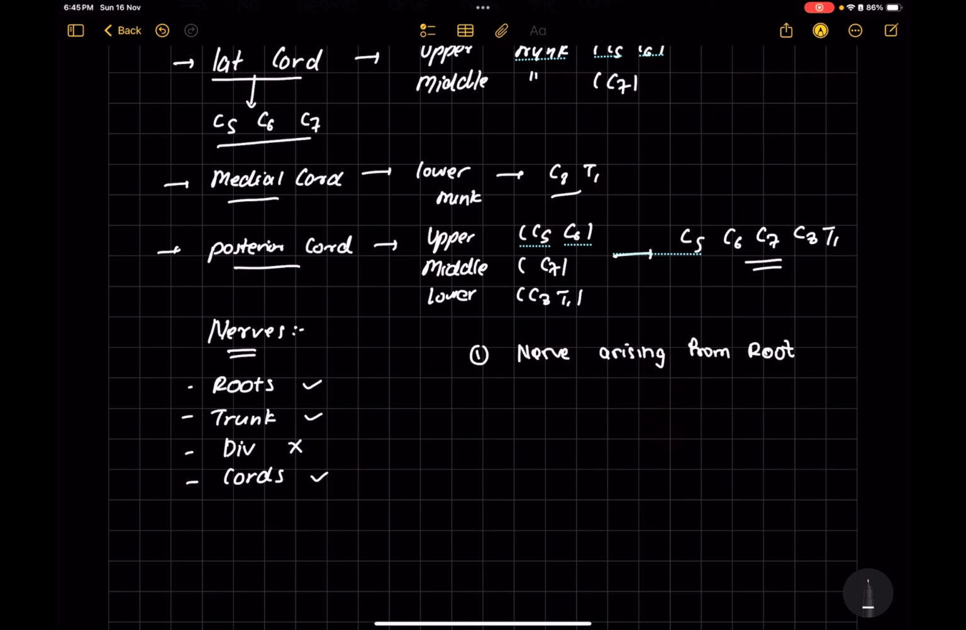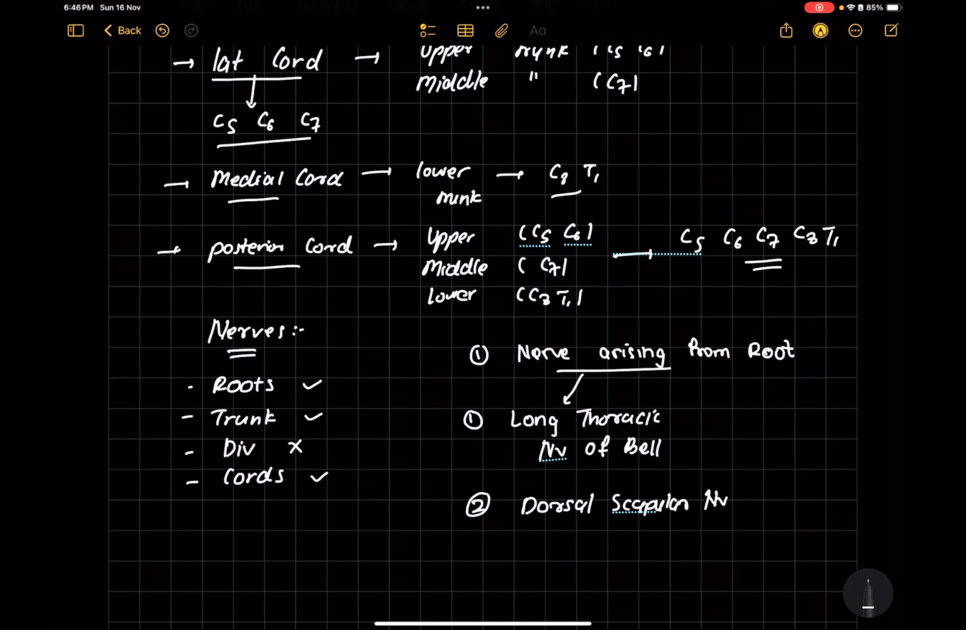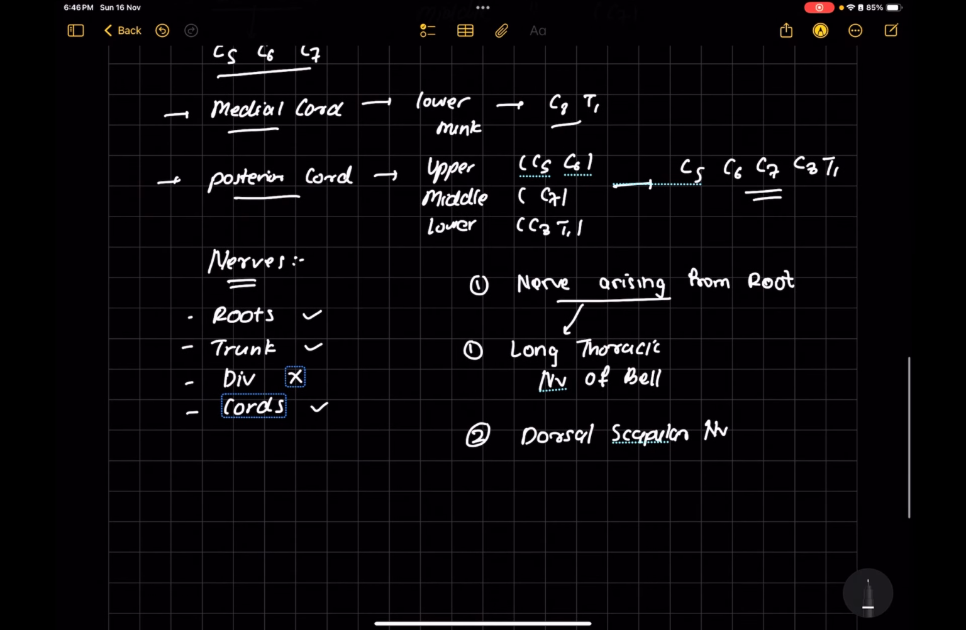Okay, understand this. We have two nerves that arise from the roots. The first nerve is the long thoracic nerve of Bell, and the second is the dorsal scapular nerve. These two nerves arise from the roots.